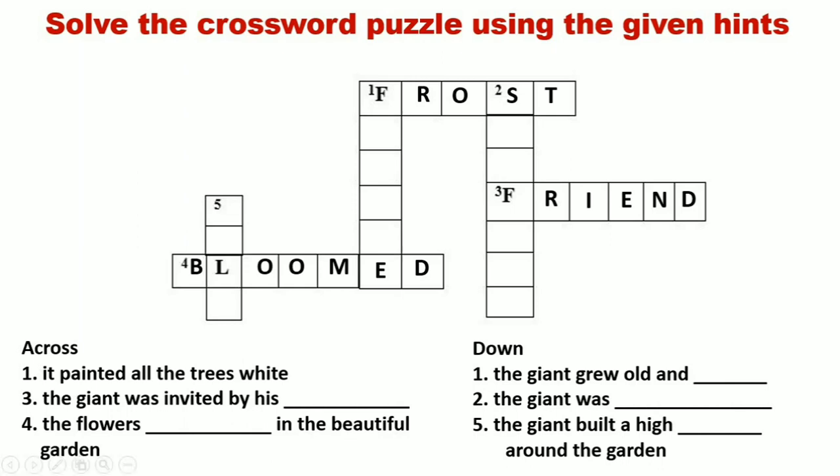Now let's read the first part. The giant grew old and dash. Now do you remember, the giant grew old and? Yes, he grew old and feeble. Very good. Do you remember the meaning of feeble? Yes, it means weak. And what are the spellings for feeble? Yes, the spellings are F-E-E-B-L-E. Now, F and the last E are already given for you. You will fill the rest of the letters. So quickly do it.